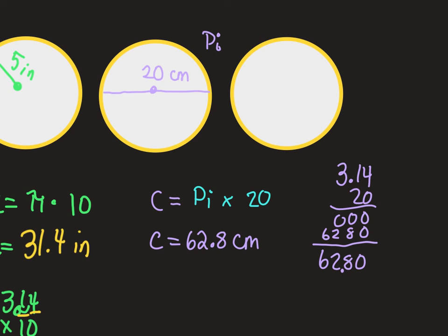All right, did you type in C equals 62.8 centimeters? If you want 62.80, that's fine, but math people always drop that last 0. So I will take either one of them as a correct answer.